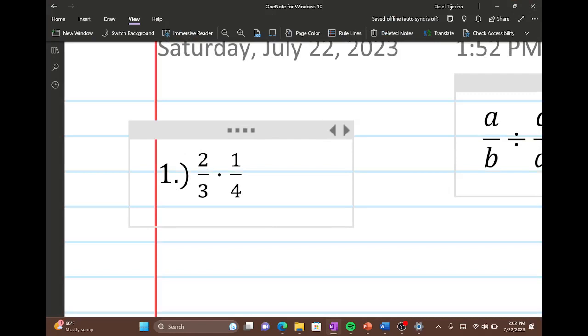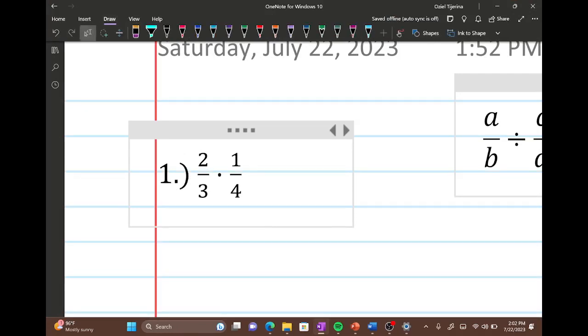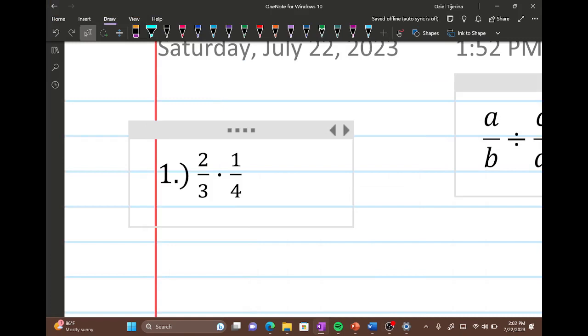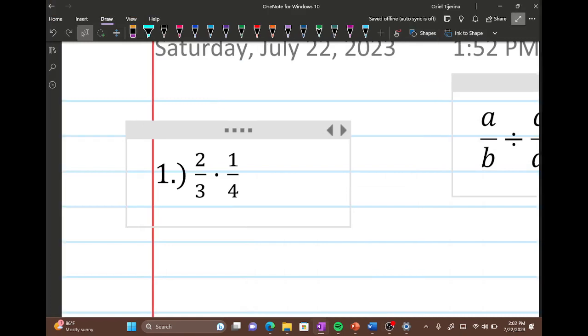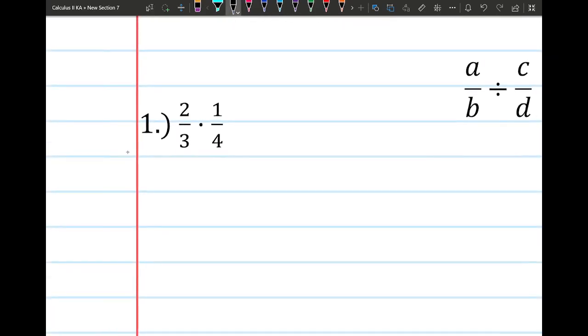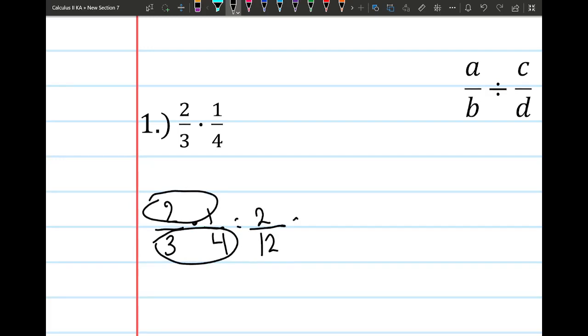So this is our first example. In order to solve this, we have 2/3 times 1 over 4. We can multiply across. Let's write it down. Basically 2 times 1 is 2, and then 3 times 4 is 12. Then you reduce the fraction to simplest form. So 2 divided by 2 is 1, and 12 divided by 2 is 6. So this is our answer.